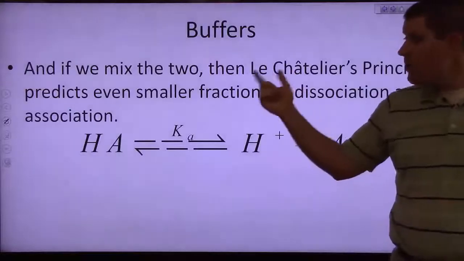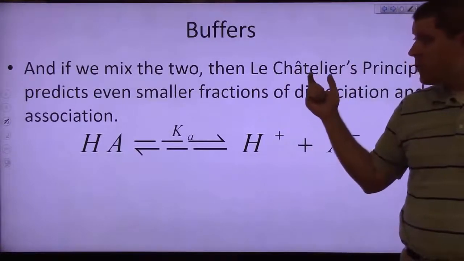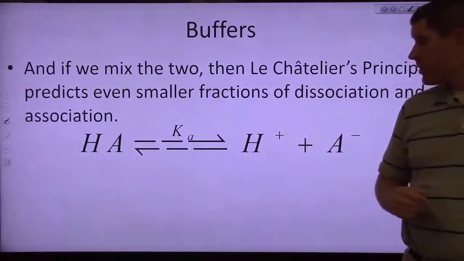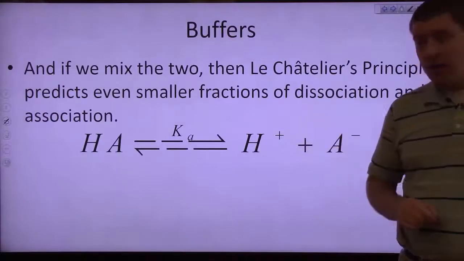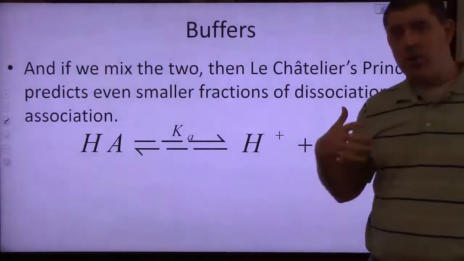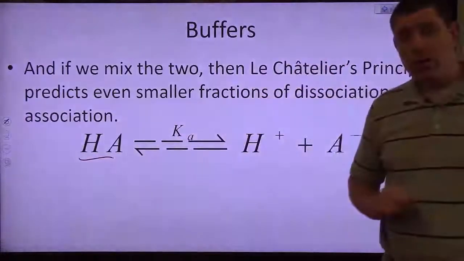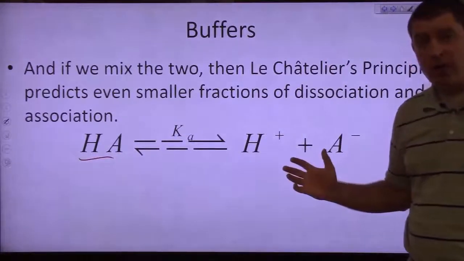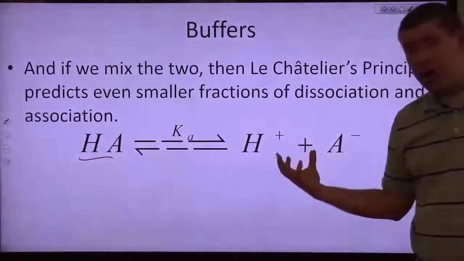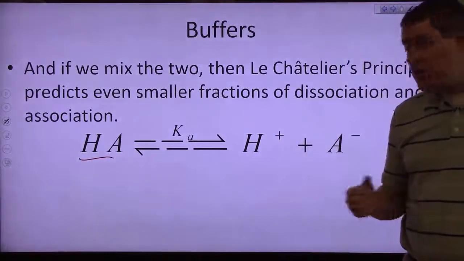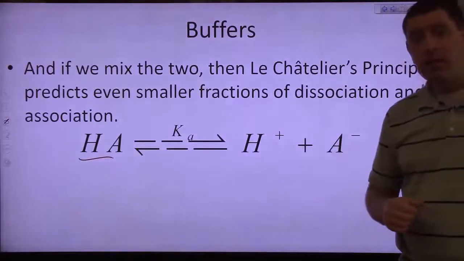And now, if we mix the two, then Le Chatelier's principle predicts even smaller fractions of dissociation and association. And this is because in our earlier examples, we put in our acid, but we didn't put in any of our base, and that means that some of our acid dissociated into the proton and its conjugate base.